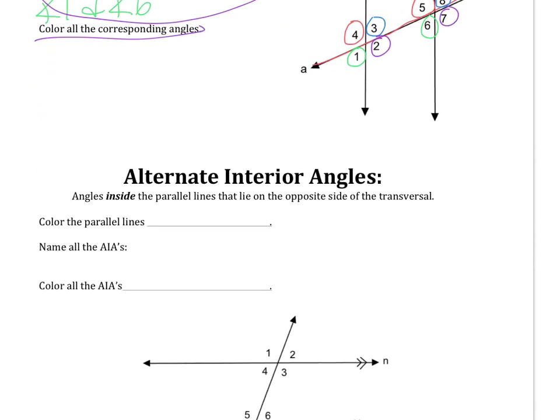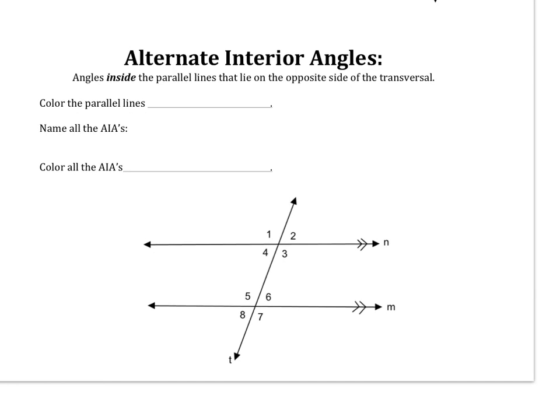Alright, the next thing we're going to look at are alternate interior angles. So it says these are angles that are on the inside of the parallel lines that lie on opposite sides of the transversal. So I have my transversal here. I'm just going to put a T there for transversal. And it says color the parallel lines. I'm going to color them purple. And I'm going to make my transversal red so we can see that's the line that's cutting through there.